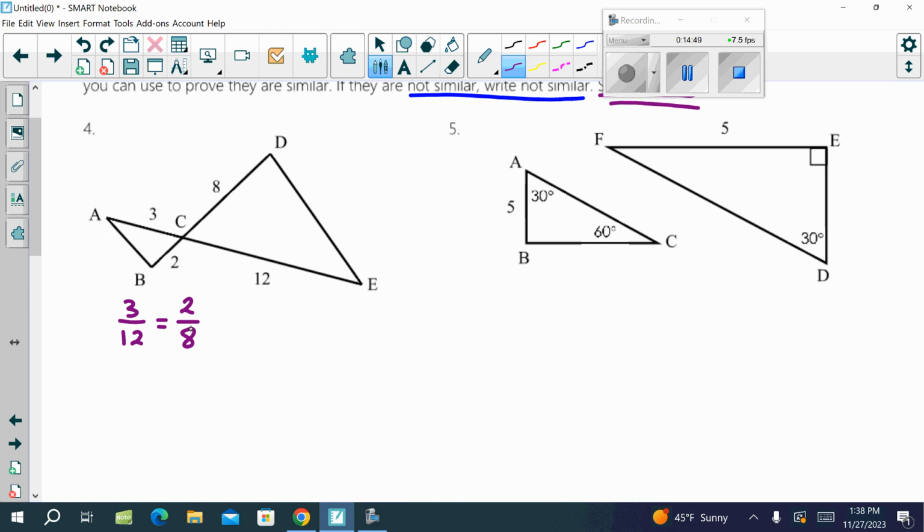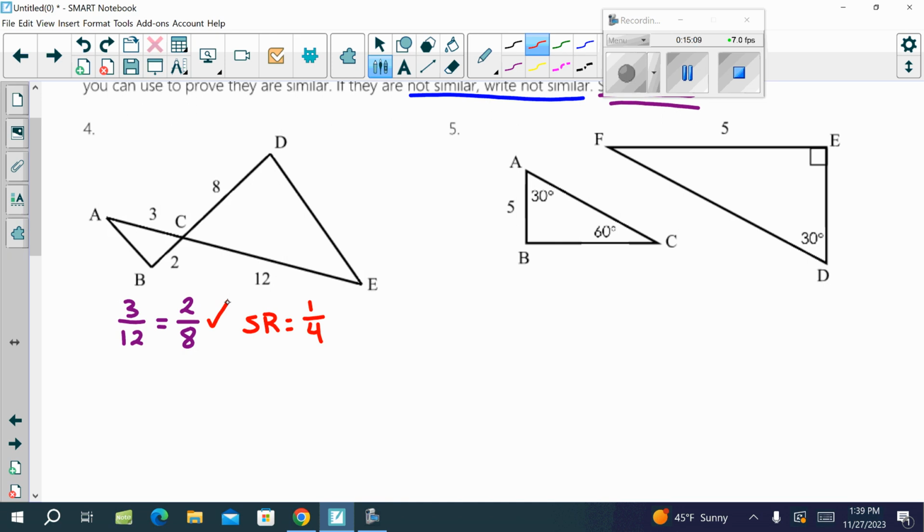Okay, so what's 3 over 12 reduced to? 1/4. What's 2 over 8 reduced to? 1/4. So do they have the same similarity ratio? Yes. Okay, so the SR, the similarity ratio, is 1/4. They're the same.